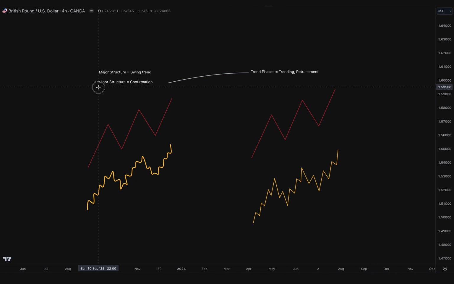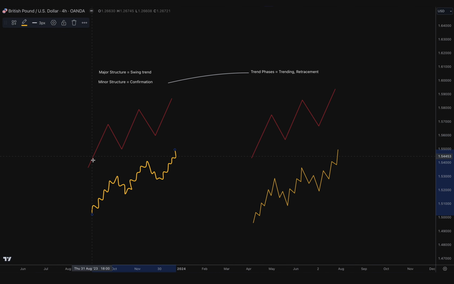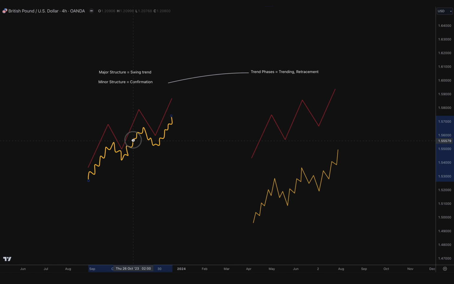Now the other component I have is minor structure. I have an example of minor structure here, and minor structure is what happens inside of your swing trend. So of course, on the real life markets, price doesn't just move up and down like the clean red lines. You have a lot more messy price action happening within the trend, which looks a bit more like this.